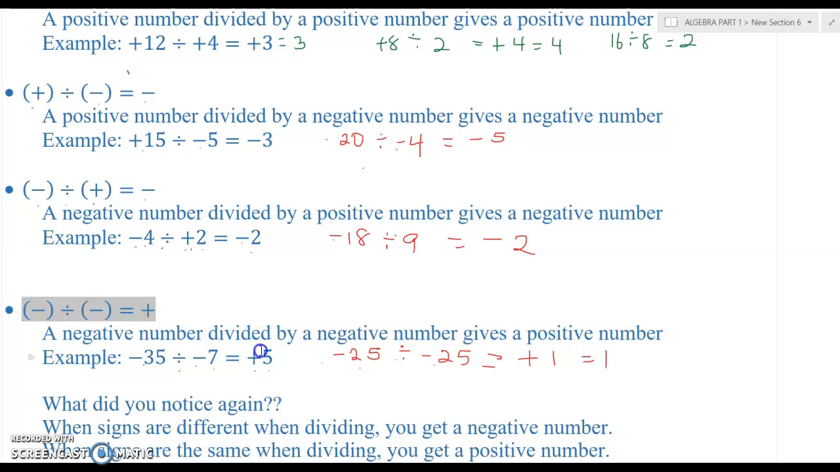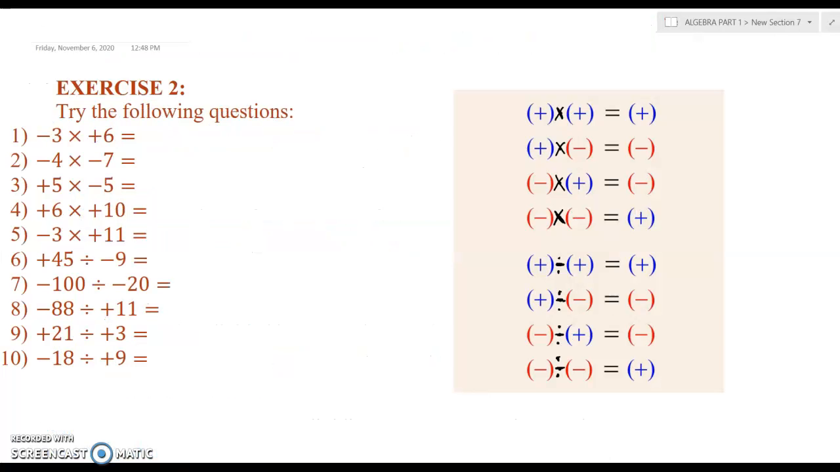Now, let's do some exercises to mix up multiplication and division a little bit. For this exercise, I included the rules. These are the rules for multiplication, and these are the rules for division, and they're the same rules for both. All right, let's look at number 1. Negative 3 times positive 6. If you can't remember, move on to the chart.